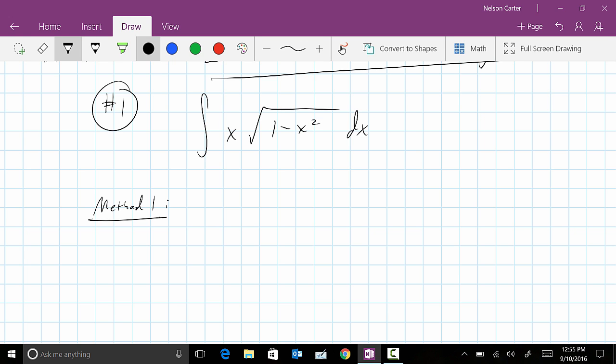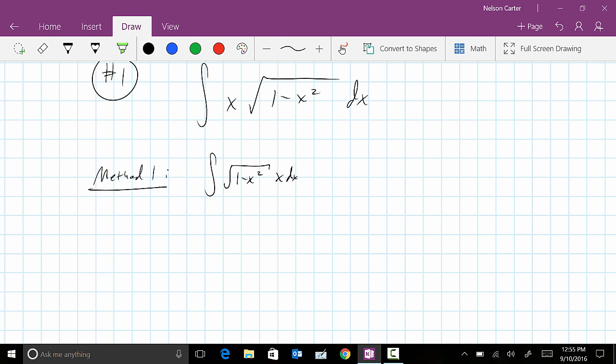And so here's what I'm going to do. I'm going to rewrite this integral as the integral of the square root of 1 minus x squared times x dx. Okay? And I'm not going to show all these steps every time either. Then what you're going to need to do is try to use your substitution. We're going to try to pick all of that to be our new u. So we're going to let u equal 1 minus x squared.